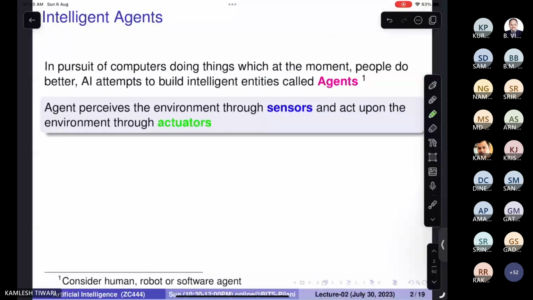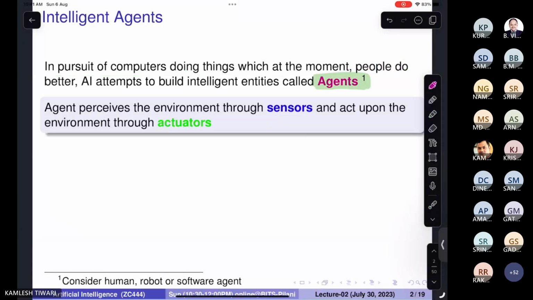So essentially, we know that in the pursuit of computers doing things which at the moment people do better, for example, when I speak something, you are listening to this, and when I ask a question, you can respond in the right way. All these things, we believe that people do better. But I want this to be done by computers.